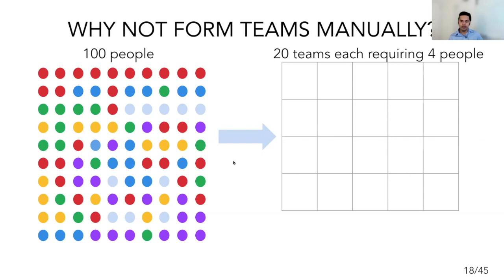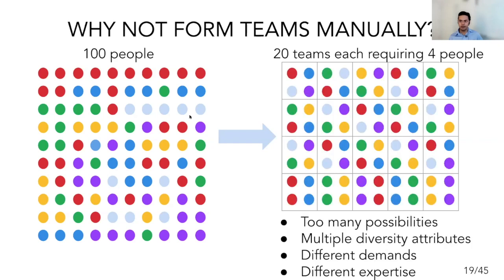Now, with all this, we would think that this problem can be solved quite easily, maybe manually, when you have a certain number of people. Let's say you have 100 people and you want to put them into 20 teams, and each team requires 4 people. The color of the dot shows maybe their country of origin. Now, as you can see, this is a combinatorial problem with trillions and trillions of solutions, and it is not easily possible to put these people into the buckets which are each team.